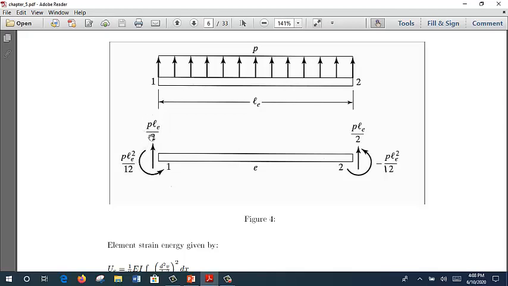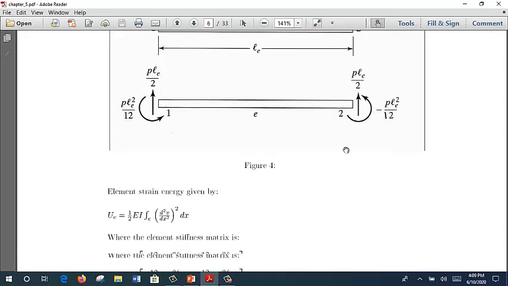The shear load here is P times le over 2, and this is similar, and this is how they calculated for the moment. Okay, it's P L squared over 12, and this is positive and this will be negative. You need to remember and understand that in order to answer the question in the final.